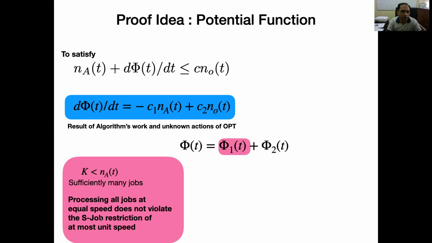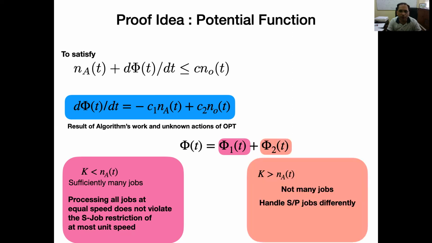Now recall that a job which is in its serial phase can at most get a speed of 1. So this automatically takes care of this restriction that there is no speed wastage even if I give all jobs the same speed. So that will dictate the choice of phi1 of t. Now phi2 of t will take care of the case when the number of jobs in the system is actually less than k. And in this case, we'll have to handle jobs in their serial and parallel phases separately. So this is how the algorithm which I'm going to propose next is intimately tied with the potential function's choice.